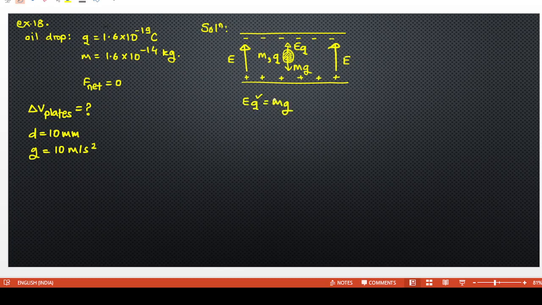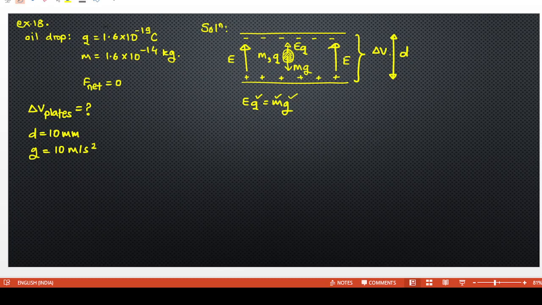Charge on the oil drop is given to us. Mass is given to us, acceleration due to gravity is given to us, and electric field can be found. But we are not asked electric field. What is asked? Potential difference between the plates. So write down. Take potential difference between these two plates as delta V, and separation between these two plates, let us take it as small d.